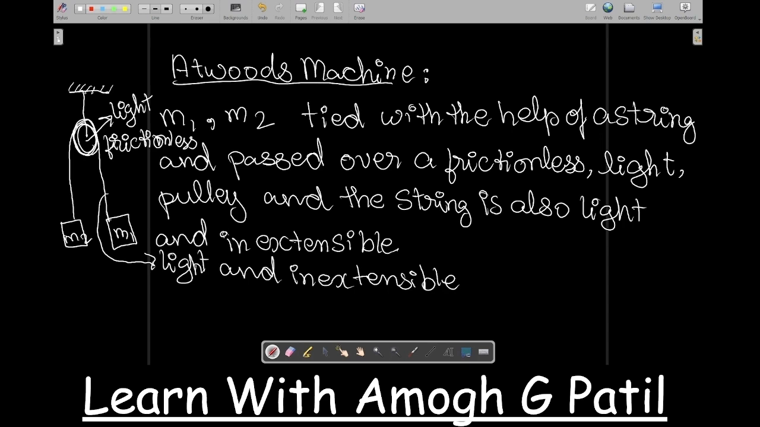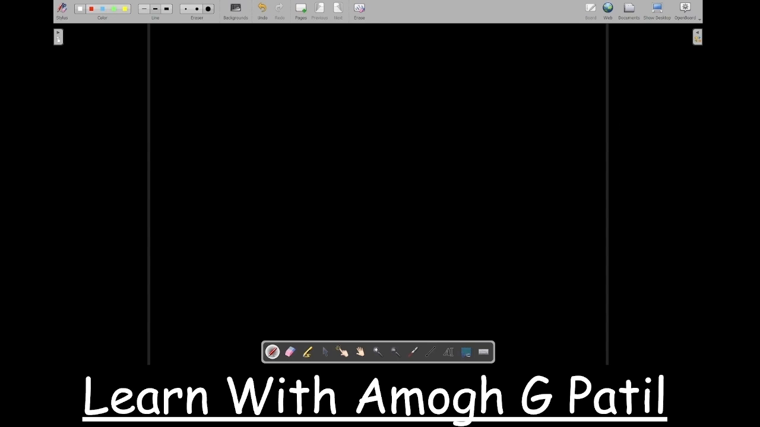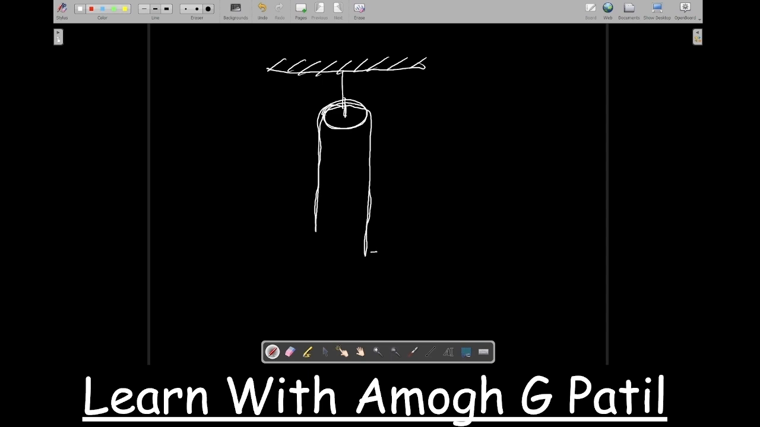So the diagram of it will somewhat be like this. This is the pulley. Here are the strings. These are the two masses M1 and M2. Over here will be created tension T.